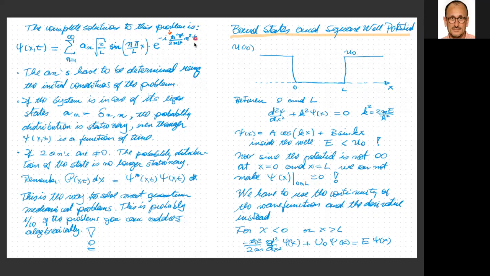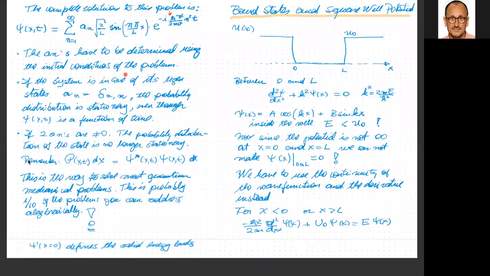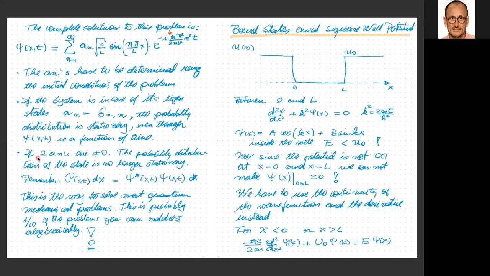But whenever you have a combination of stationary states, the probability distribution is not going to be stationary. Well, here I said if two a_n are different from zero, it means I have two energies here. The probability distribution is no longer stationary because you have these cross terms here, okay?